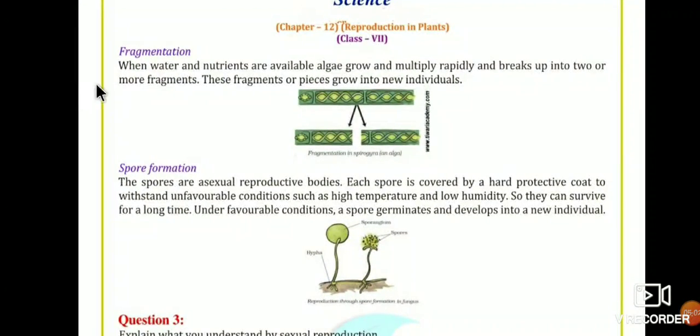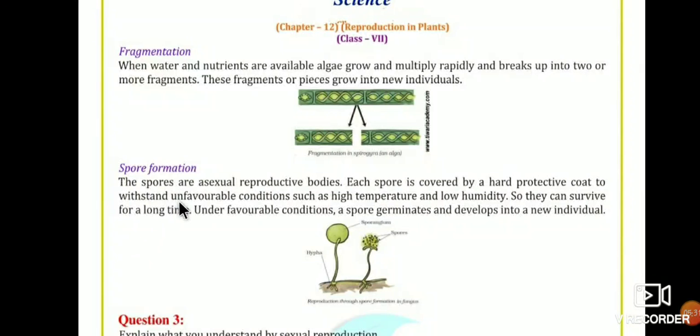The next method is fragmentation. I told you in the YouTube class, I think class 3, that we discussed all these methods. Fragmentation means that when water and nutrients are available, algae grow and multiply rapidly and break up into two or more fragments. These fragments or pieces grow into new individuals.